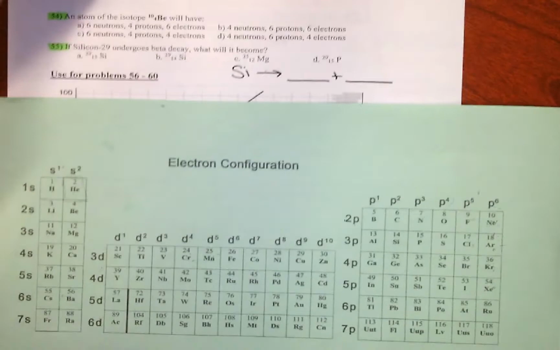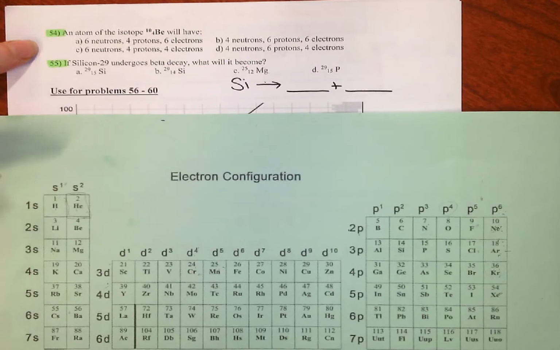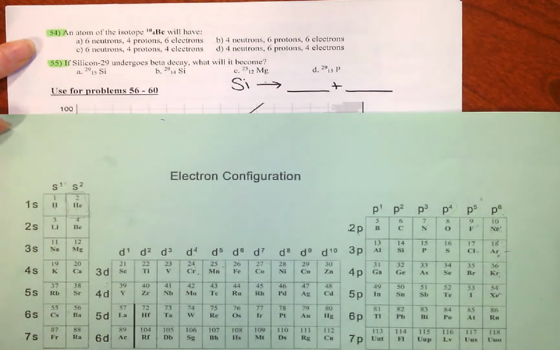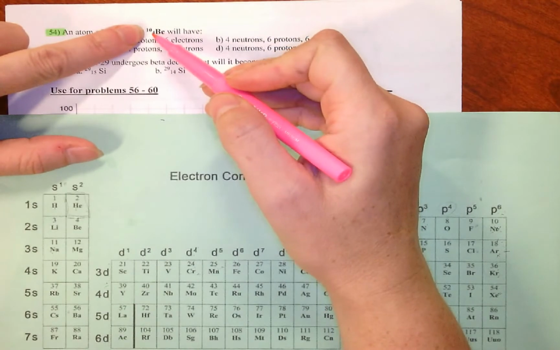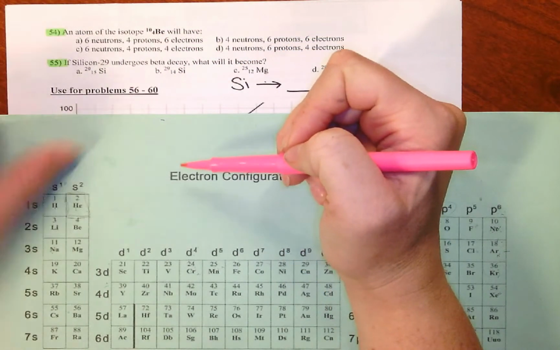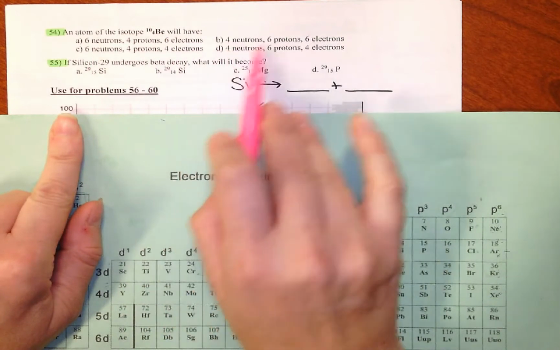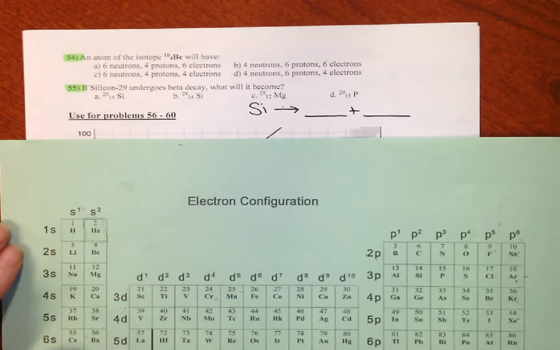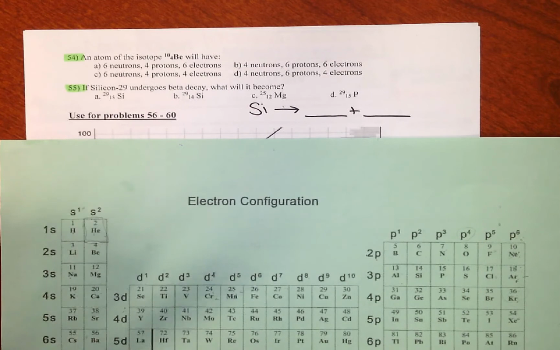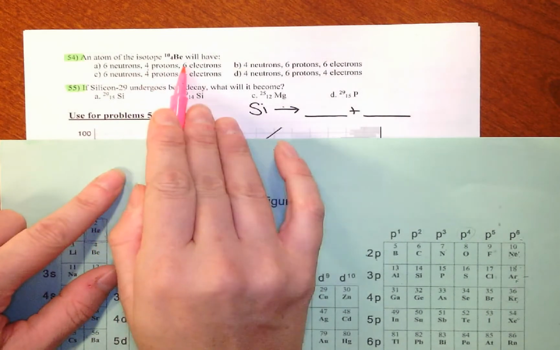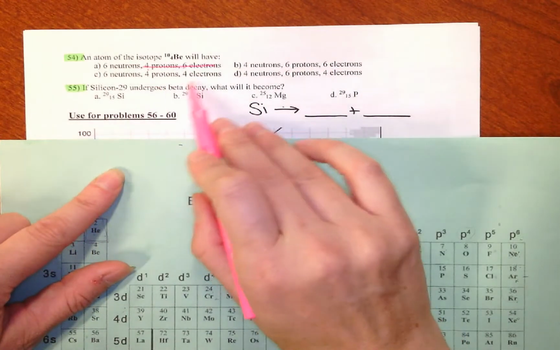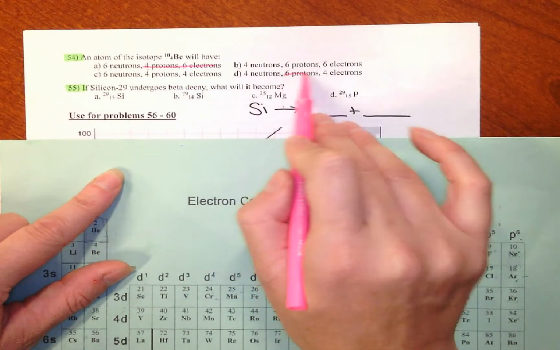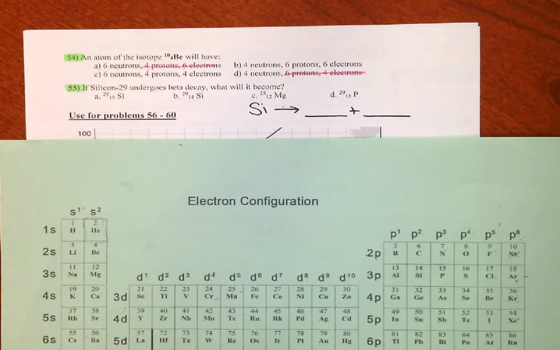Page 5. Rewind it if you didn't have time for that Venn diagram. Okay. An atom of the isotope 10,4Be will have, okay, the first thing I want you to know is that number 10 is not protons, neutrons, or electrons. That number is mass. So if anything says 10, I can cross it out, and they don't. Okay. The other thing we remember is protons have to equal electrons. So for A, it says protons and electrons aren't equal. False. Protons and electrons are equal in B. They're equal in C. Protons and electrons are not equal in D. So those are garbage.